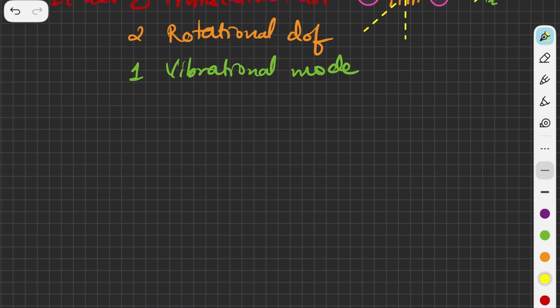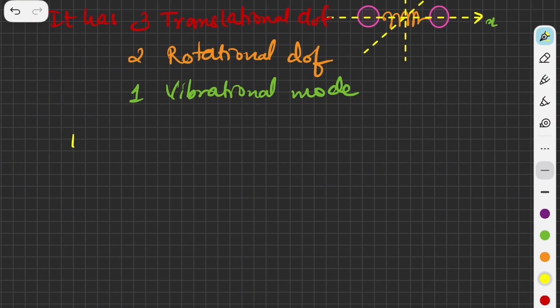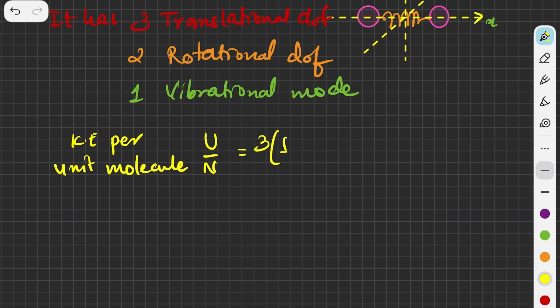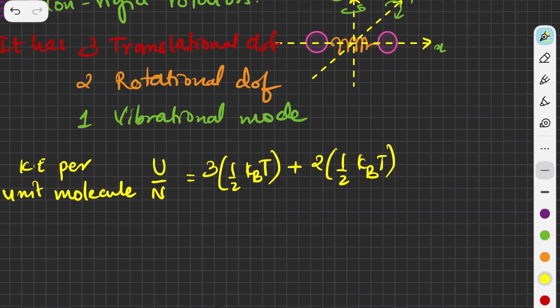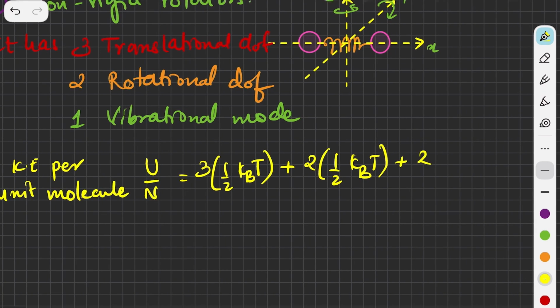So now my equation would turn out to be like this: kinetic energy per unit molecule, which is equal to U upon N. That would be equal to 3 times half kBT for your translational degrees of freedom, because one degree of freedom brings in half kBT amount of energy. 2 rotational degrees of freedom will bring 2 times half kBT, and one vibrational mode will bring 2 times half kBT. Okay, and why is it one vibrational?